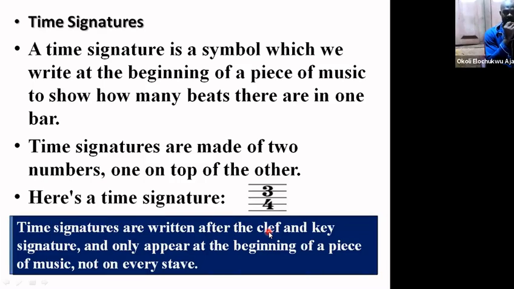We have talked about clef before. The key signature, we will come to that. But remember that the time signatures are written after the clef and after the key signature. So the clef is first, then the key signature follows before the time signature. And they only appear at the beginning of a piece of music, not on every stave.